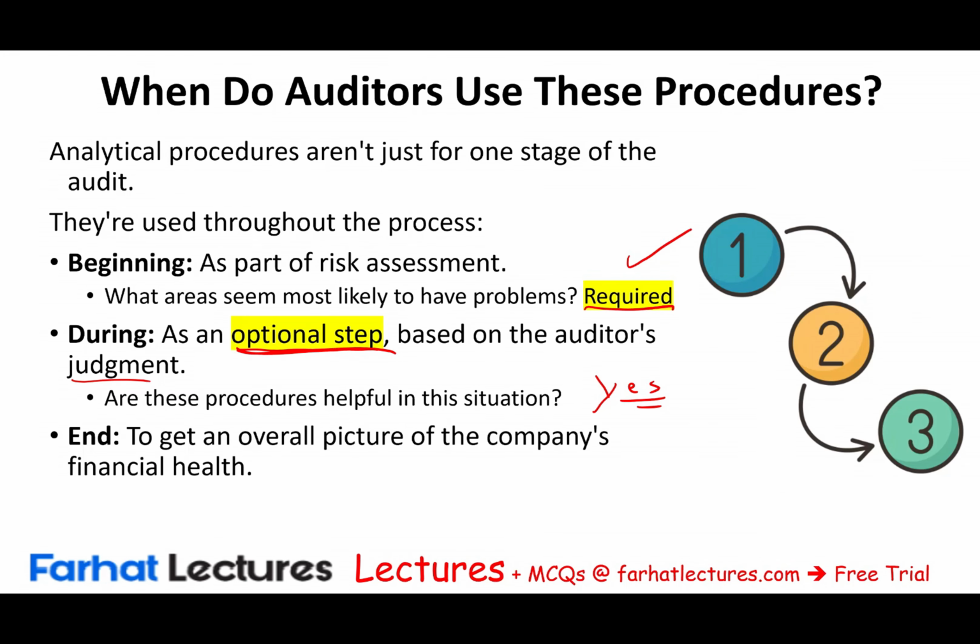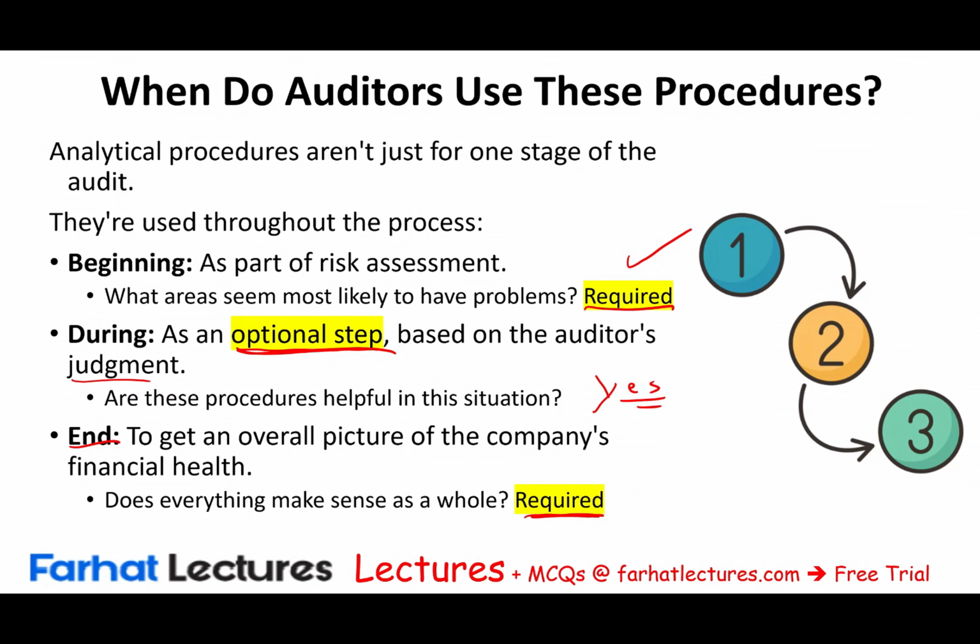And you need to use analytical procedures at the end of the audit to get the overall picture of the company's health. You want to ask yourself, do things make sense at the end of the procedures? Does everything make sense as a whole? And this is a required step. So at the end of the cycle, you have to use analytical procedures to make sure figures are making sense. You would look at the overall picture.